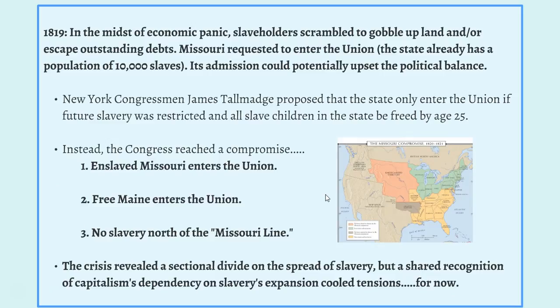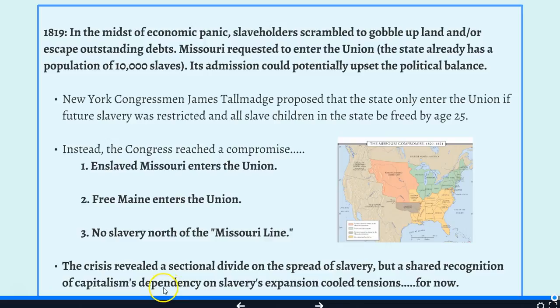Long term, though, it's pretty clear the Missouri crisis revealed a fundamental problem facing the country. There is a sectional divide growing in this country regarding the spread of slavery. But the willingness of all sides to compromise also showed an unfortunate reality about American capitalism at the time. And that reality was that American capitalism depended a great deal upon slavery's expansion. The recognition both North and South made that compromise possible. Long term, no one really wanted to restrict the spread of slavery, ideally.